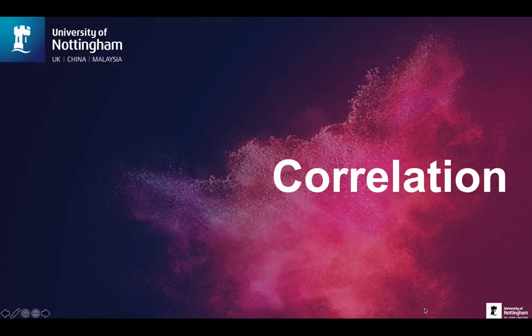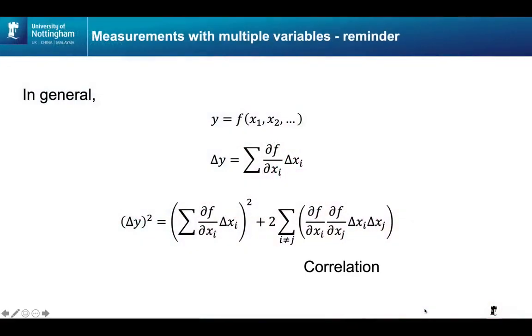Okay, I'm just going to say a few words about that correlation term, and then we're done. Let's remind ourselves in general: if our model equation is y equals a function of various variables, then the error in y is that summation term. The error squared is the summation term plus the correlation term, which includes that correlation coefficient.